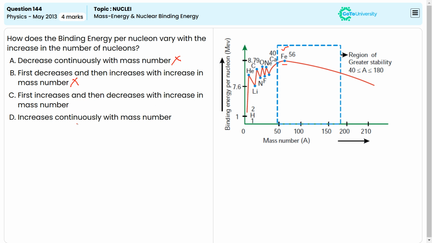Increase continuously with the mass number? No, it does not only increase. It increases and decreases. So I can say option D is also wrong. Then option C is the right answer here.